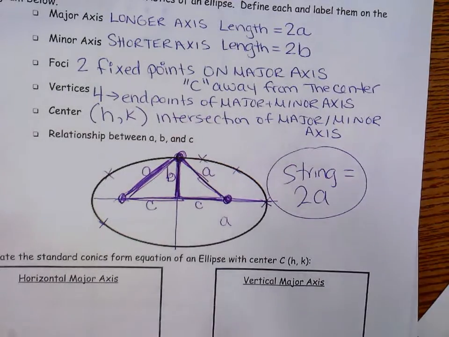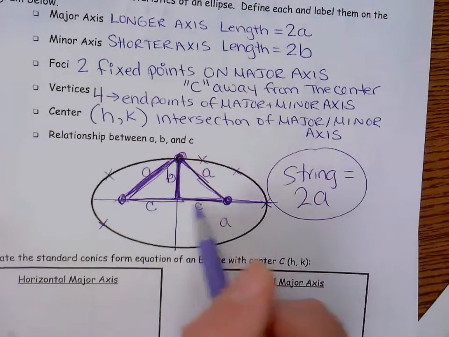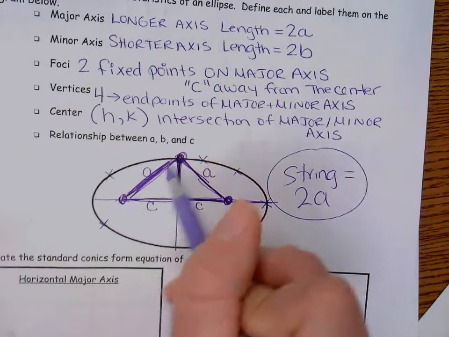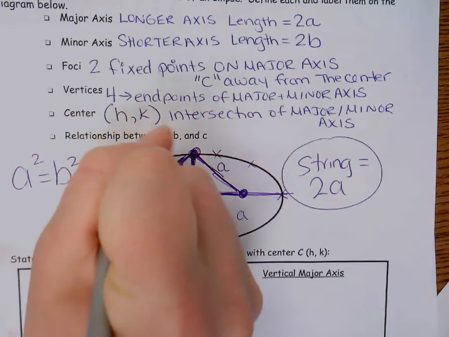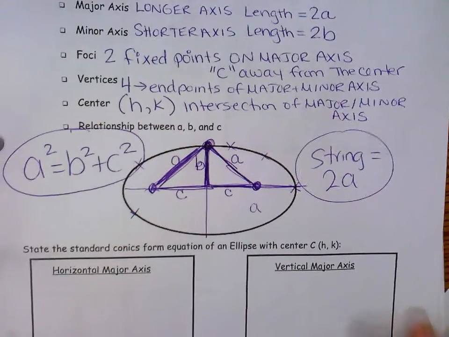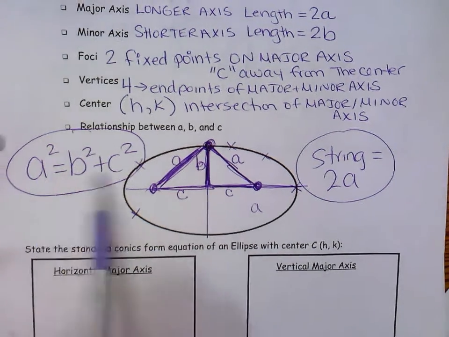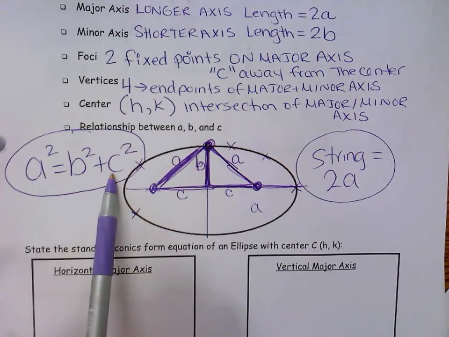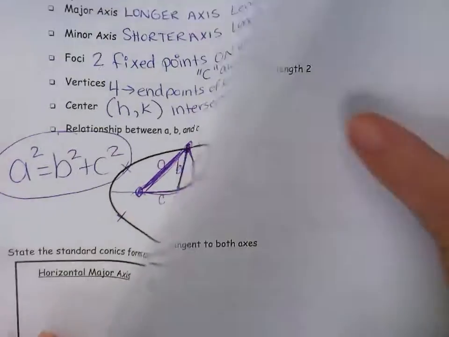c in this case is not the hypotenuse. a is this length on the major axis, so we're calling this a. a squared equals b squared plus c squared. That might be tough for you to remember, but a is always going to be the biggest value. The hypotenuse is always the biggest value. So we're going to use this Pythagorean identity to mark our foci onto our graph on the next page.